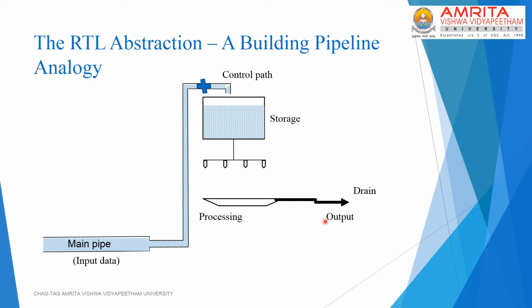Now the various taps or valves which control the flow of water in the pipeline represent the control path elements. So we can use these valves to control the flow of water. In a similar fashion, the control path elements can determine the flow of data in the digital system.